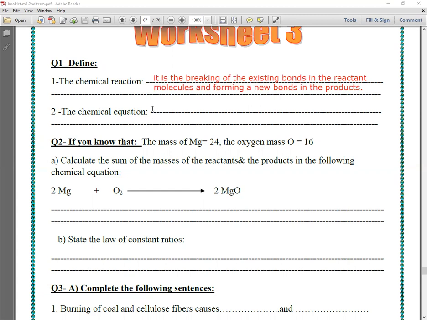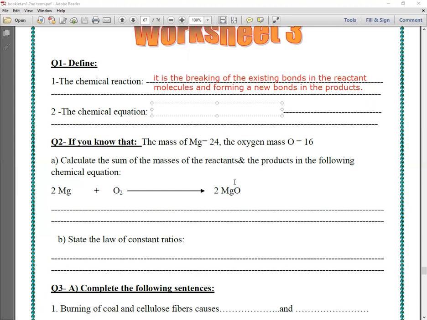Number two, the chemical equations. What does it mean by chemical equations? Chemical reactions like this reaction: magnesium reacts with oxygen to produce magnesium oxide. I can say that this is called a chemical equation. It's a set of symbols and chemical formulas of the compounds representing the reactants, magnesium reacts with oxygen to produce magnesium oxide.